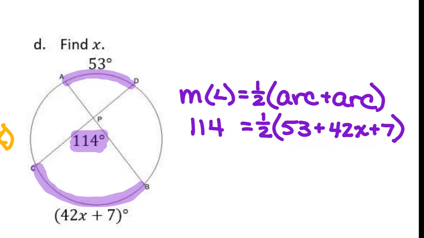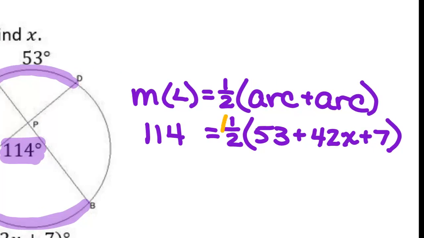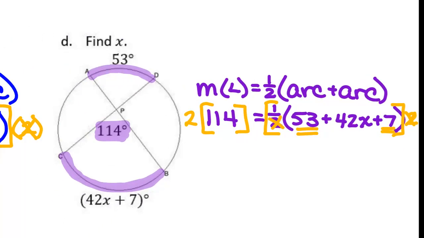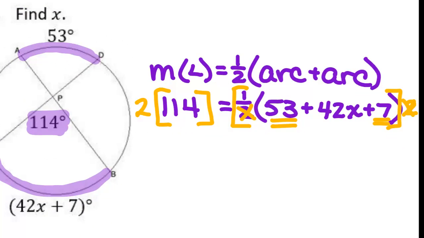We're going to do two things at the same time in this first step. The first thing we're going to do is get rid of the fraction. How do I get rid of this 1/2? Multiply by 2. And if you do it to one side, you have to do it to the other side. So we multiply both sides by 2. That's going to cancel out my denominator. I'm also going to combine these two like terms, 53 and 7, together. All right, so let's do that.